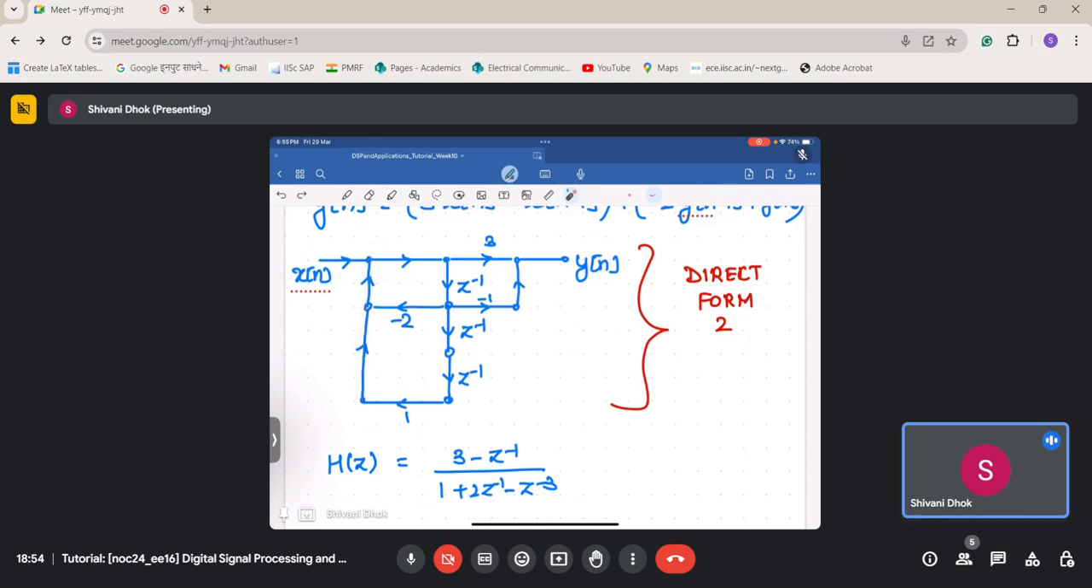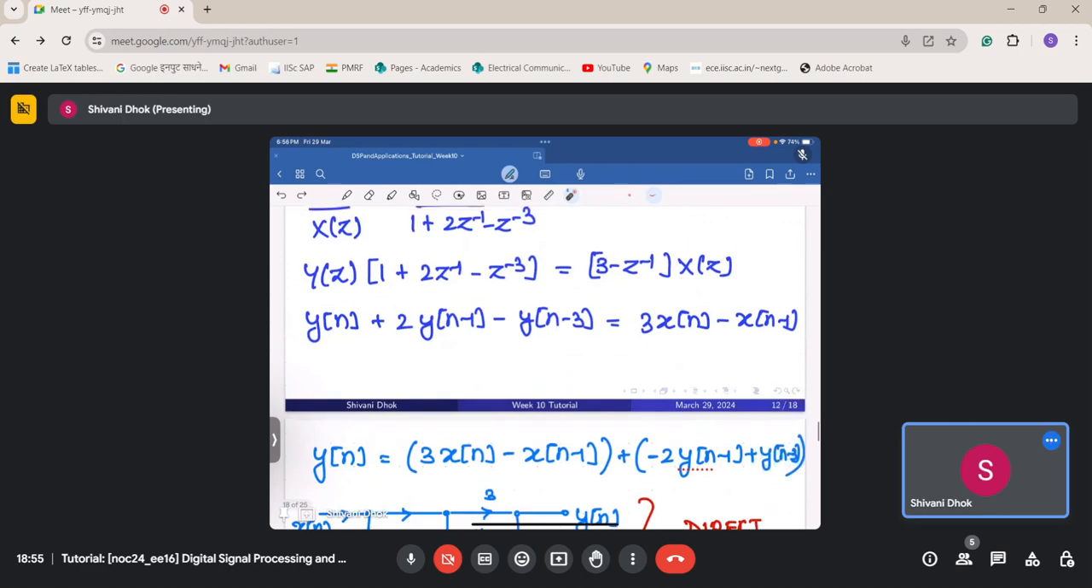Then you have the numerator part. In the numerator part, first you will multiply x[n] by 3, and then you will add a unit delay, and then you have a gain of minus 1. So you will multiply it by minus 1 and then add it like this. So just by observing the transfer function, you can draw this. There is no need to do these calculations and other stuff.